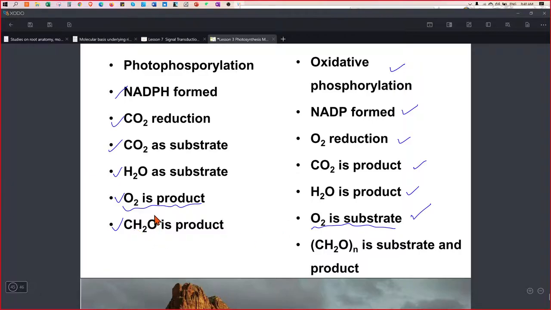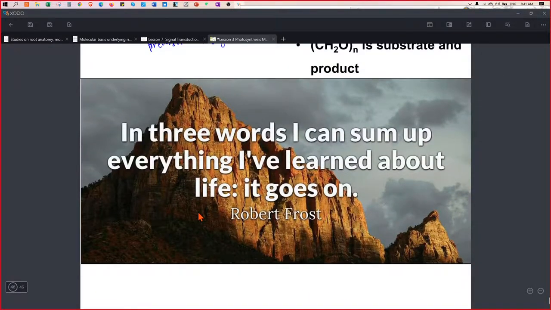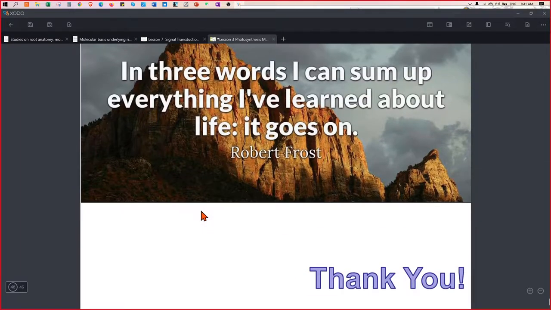What is this CH2O? This is the precursor of your sugar, or rather, more accurately, the precursor of carbohydrate. If it's 3-carbon, that's your G3P, glyceraldehyde 3-phosphate. If it's 6-carbon, that is your glucose. But the chemical formula is this, that's why it's named in such a way. All right, I think that's all that we need to learn about photosynthesis for now.